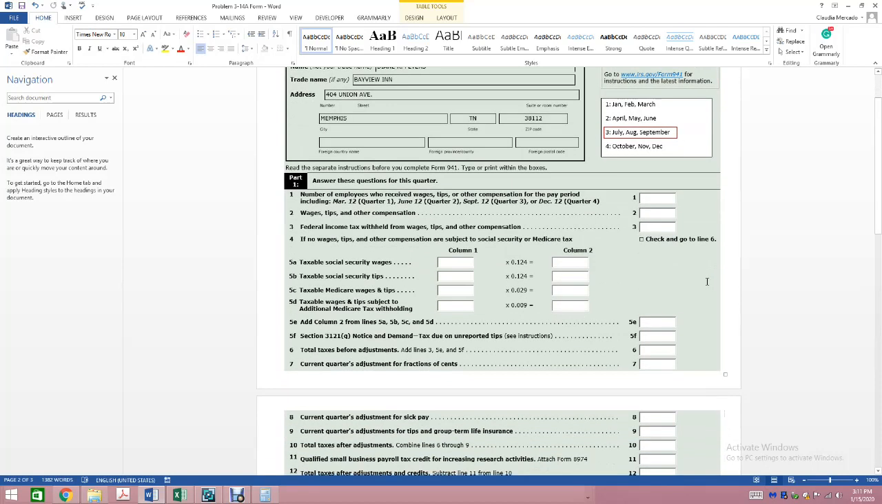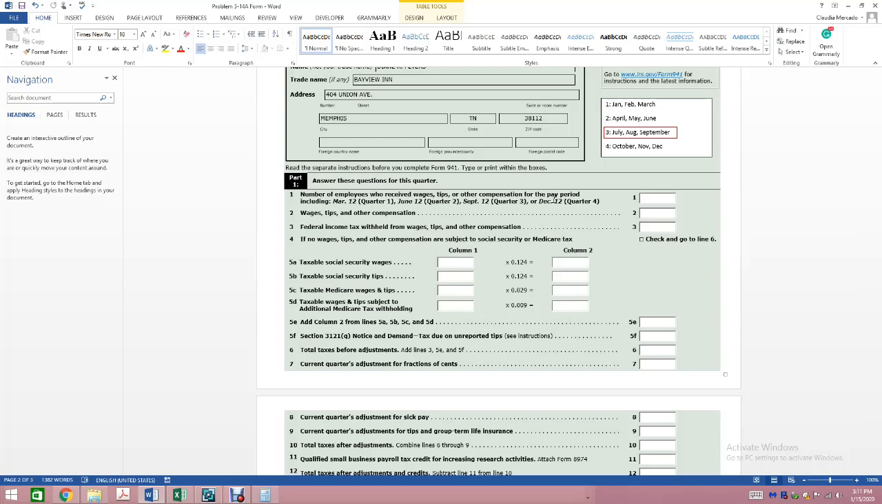Okay. Now I'm going to jump into the actual form. The first thing it asks is the number of employees who receive wages, tips, or other compensation for the pay period. Now, before I start the problem, in your book, toward the later part of the chapter, there's step-by-step instructions on how to complete the form. So I recommend that you read that carefully before you start working on these forms.